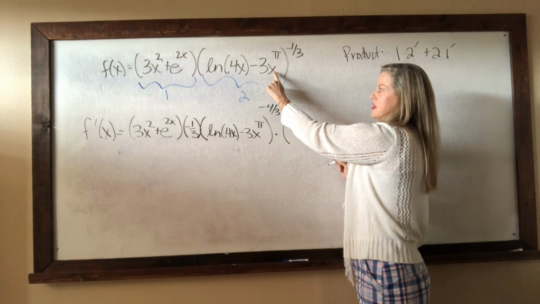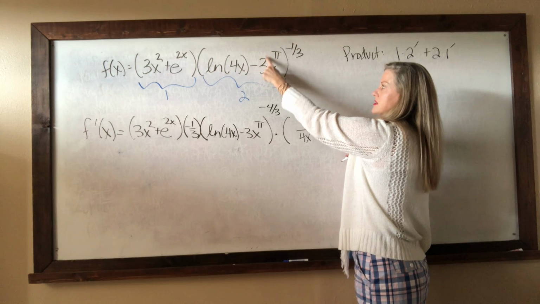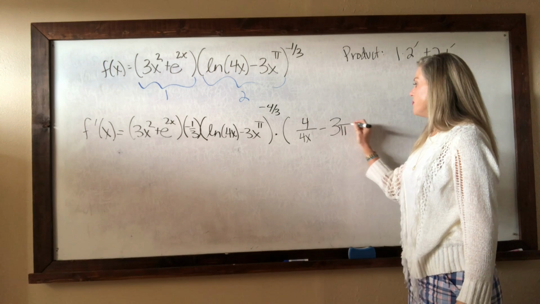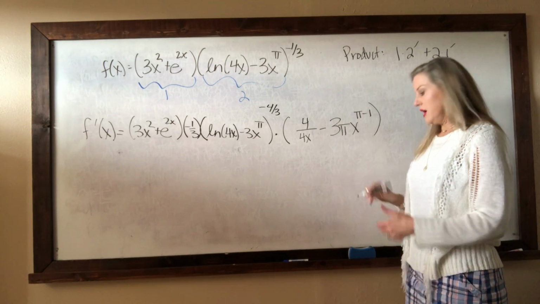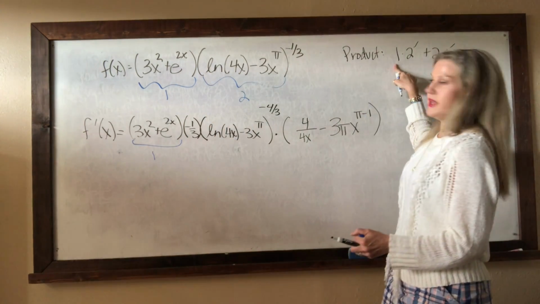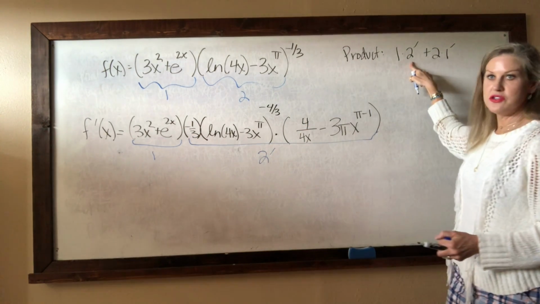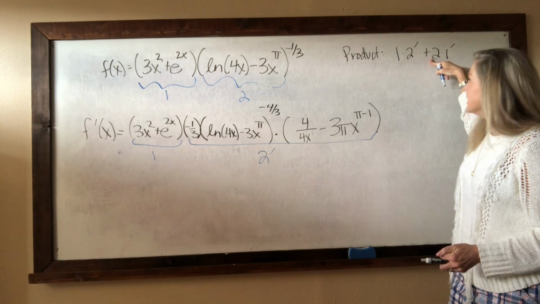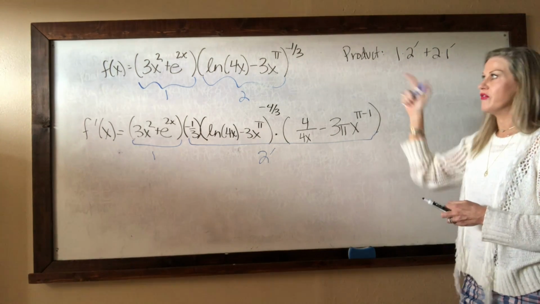Now it's your turn. That's a variable raised to a number, so that's a standard drop and flop, which means the pi is going to drop down, and flop back 1. And that will leave me 3 pi x to the pi minus 1. All right, so following product rule, there's 1, there's the derivative of the second. I'm halfway done. Now I'm ready to add the second original times the derivative of the first.